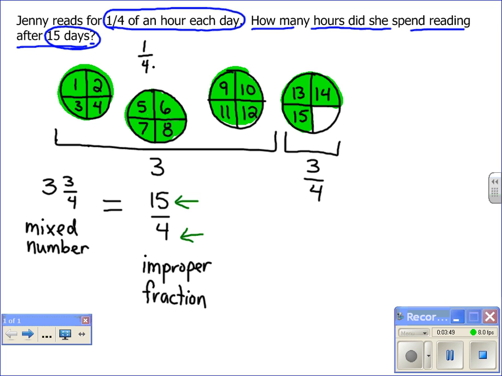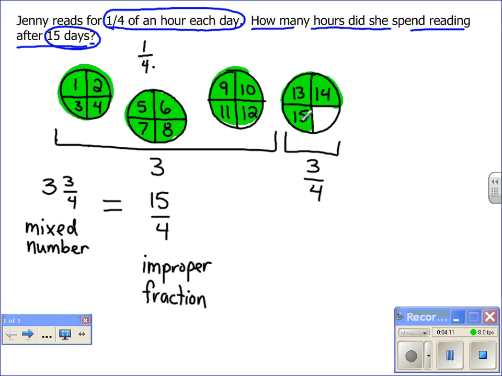I'm going to take a look back at my question to see if I've answered the question and if I'm ready to write that answer in a sentence. Well, I know that Jenny read for 1/4 of an hour each day. Yeah, I broke my hours into quarters. How many hours did she spend reading after 15 days? I shaded in 15 quarters. I think I'm ready to write my answer sentence.